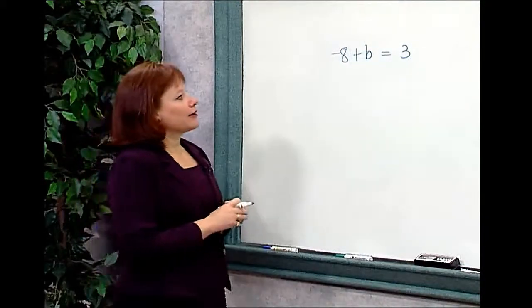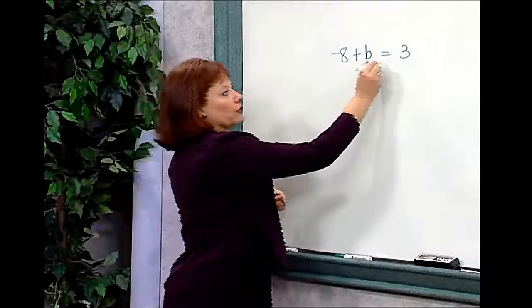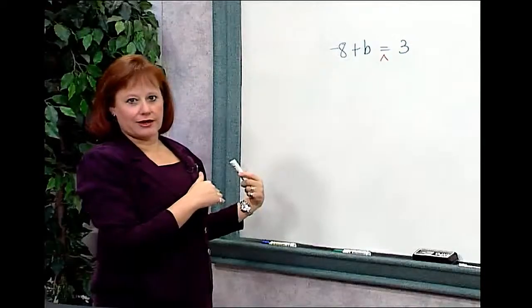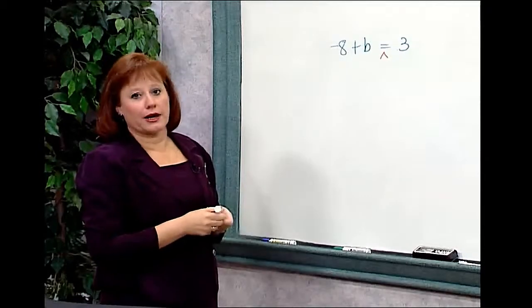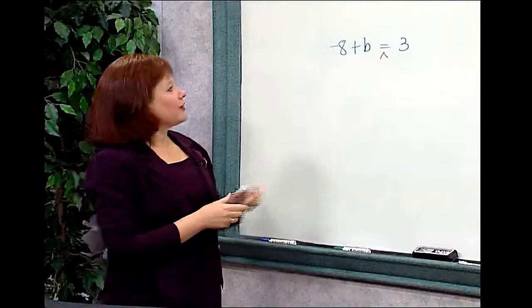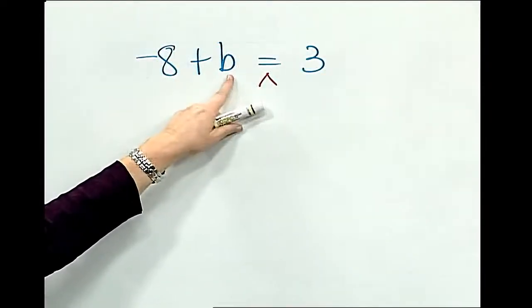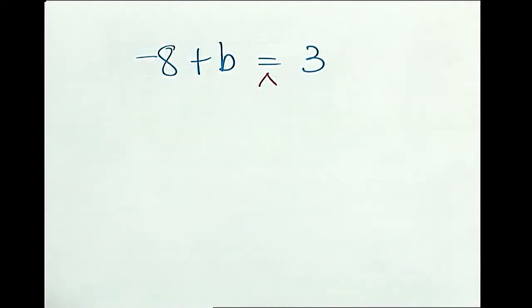I'm going to keep in mind the lesson of the balance scale. I've got the fulcrum located right here at the equal sign. So whatever I do to the left-hand side of the equation, I must also remember to do to the right-hand side of the equation. If I look at this variable, I see that I have added to it a -8. If I want it to be alone, I have to get rid of this -8.